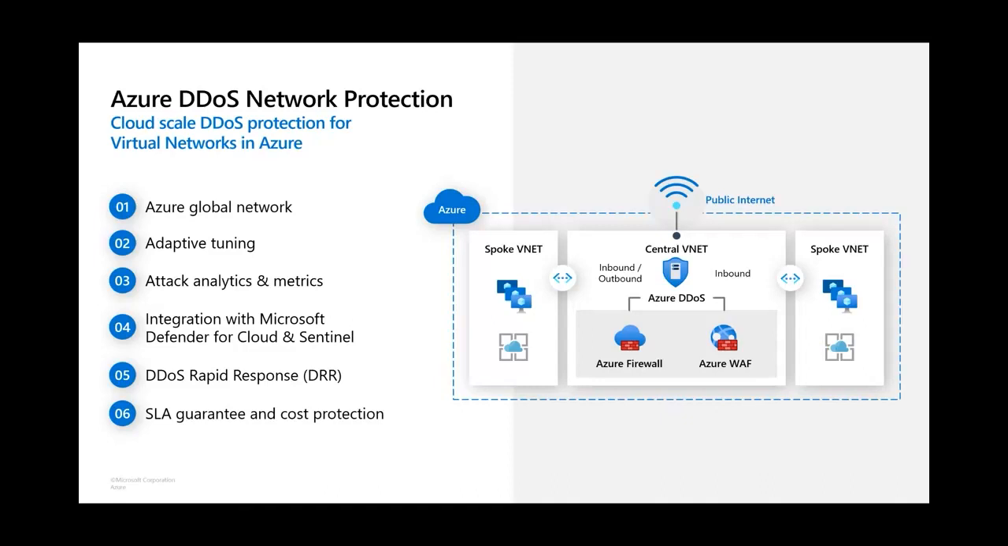And last but not least, the SLA guarantee and cost protection, where when you are using the Azure DDoS Network Protection and you are under an attack, and this attack increases your cost with resources scaling and some kind of losing money because of that attack, you can receive the data transfer and application scale out service credit for resource costs incurred as a result of this documented DDoS attack.